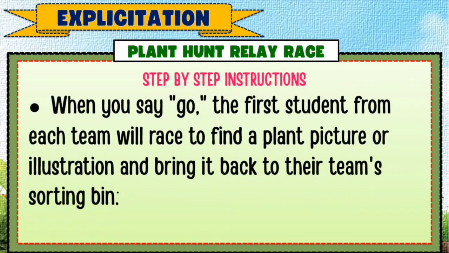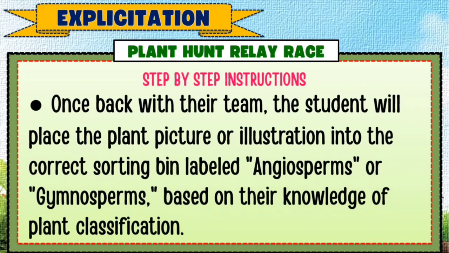When you say go, the first student from each team will race to find a plant picture or illustration and bring it back to their team's sorting bin. Once back with their team, the student will place the plant picture or illustration into the correct sorting bin labeled angiosperms or gymnosperms based on their knowledge of plant classification.